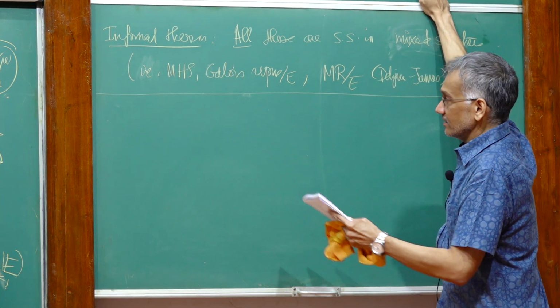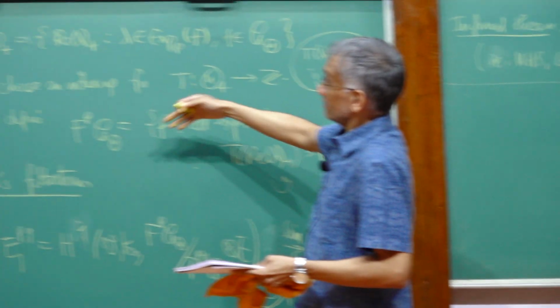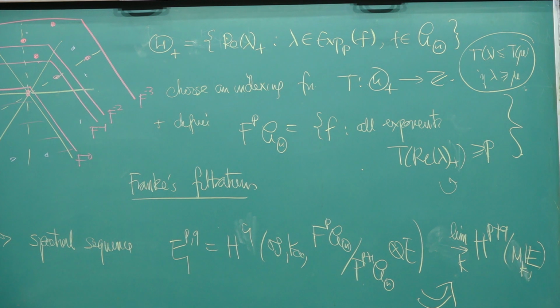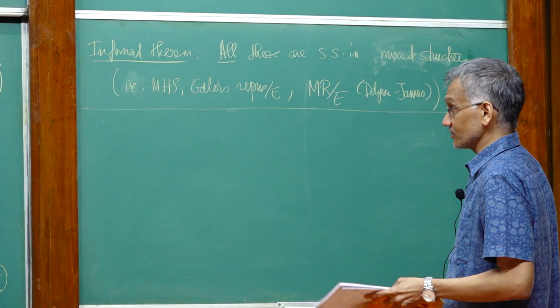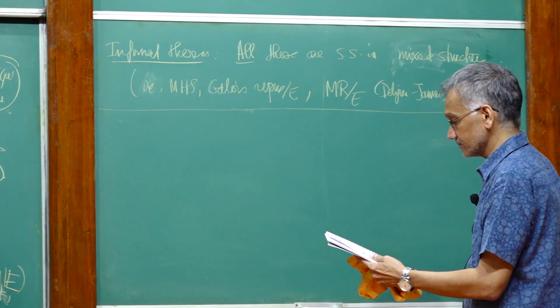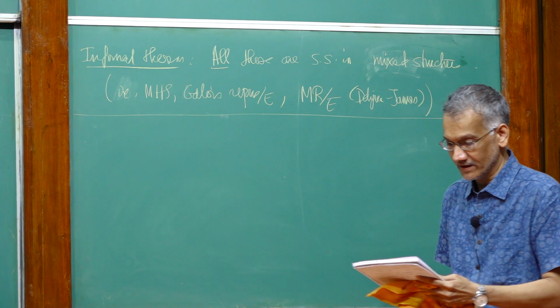So then the question is, how do you get mixed structures on these things? Okay, so I'll explain how that works. It requires a little more sophisticated machinery. Are there any questions at this point, or should I stop? Okay.